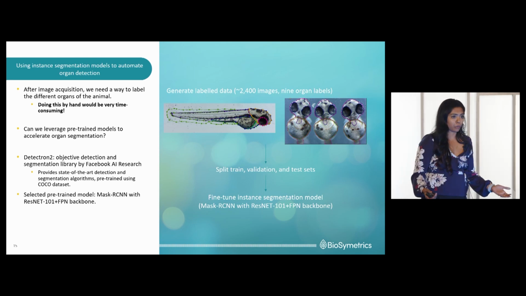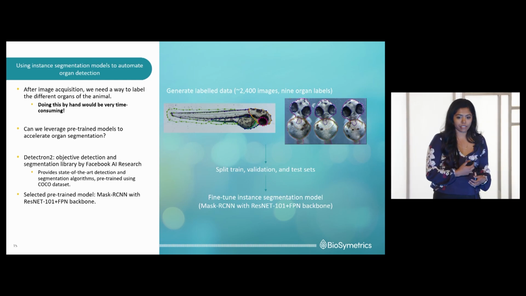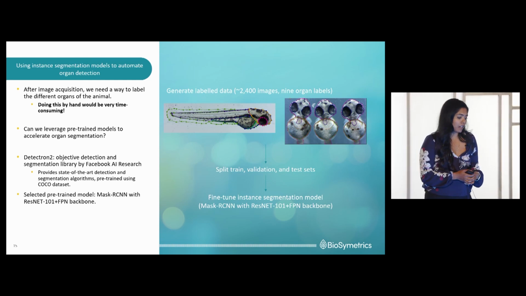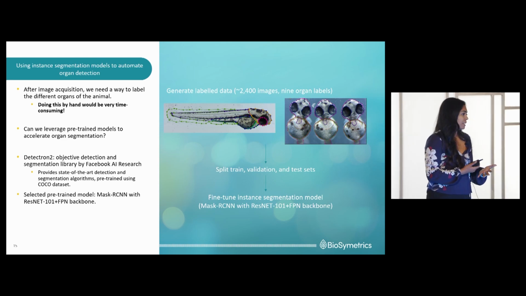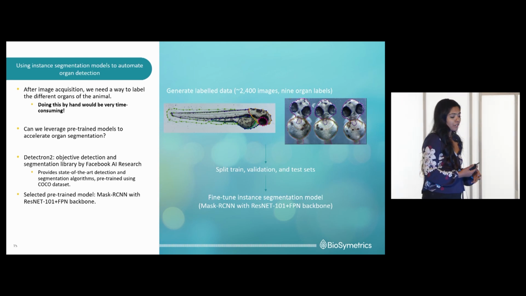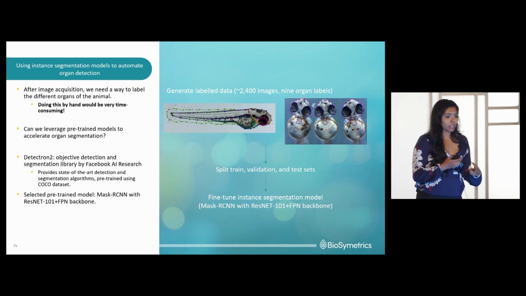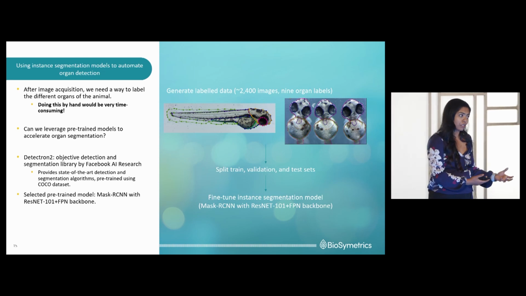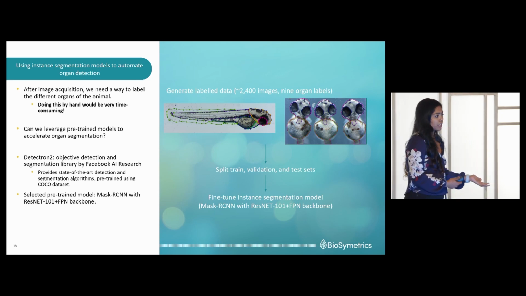So once we've standardized our imaging setup, after imaging acquisition, we basically needed a way to label all these different organs within the animal. And doing this by hand is very time consuming. And again, there's about 9 organs that we segment. That would take forever, and that's where we came upon thinking about leveraging pre-trained models to accelerate organ segmentation. So we have a couple issues with training from scratch. We don't have enough data, and that's why we looked to transfer learning.